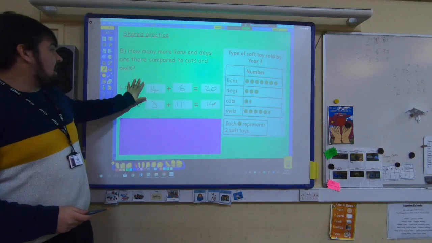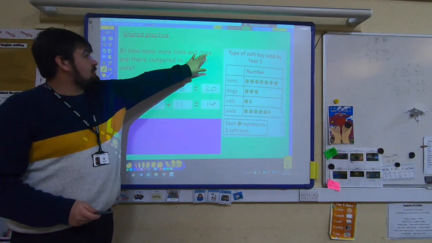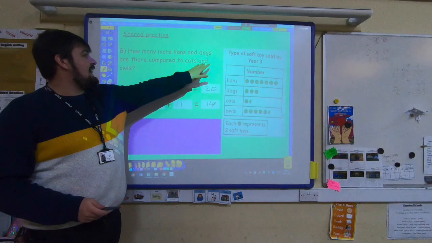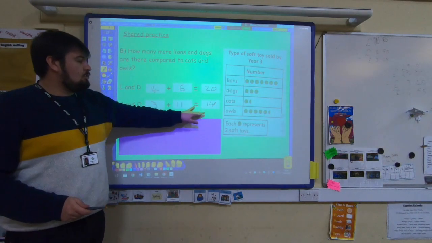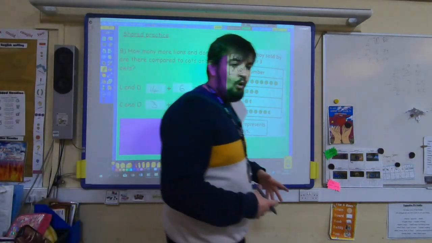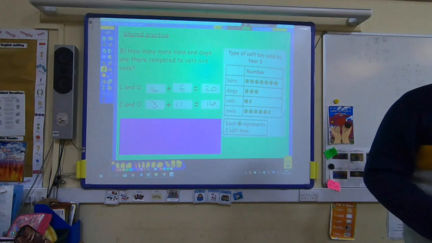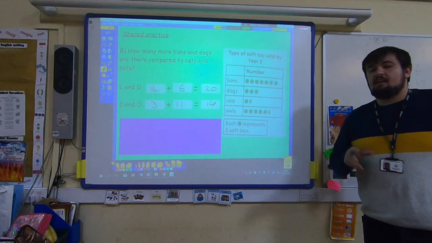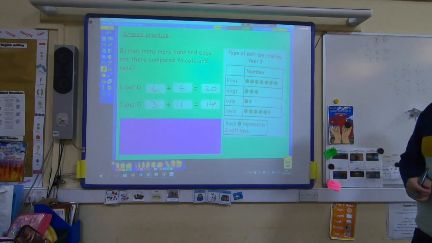So I found out how many of the lion and dog toys I've got. I found out how many cat and owl toys I've got. Well, what's the next part I've got to do for this compared part? Because I want to find out how many more lion and dog toys I've got. So what have I got to do next? Casca, what have I got to do next? You've got to take away 14 from 20.